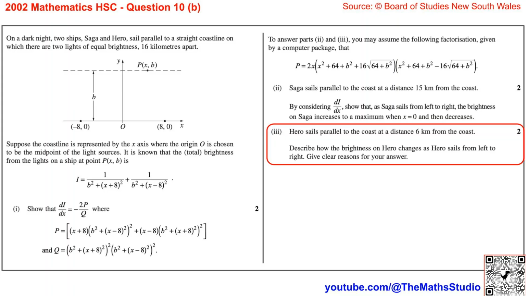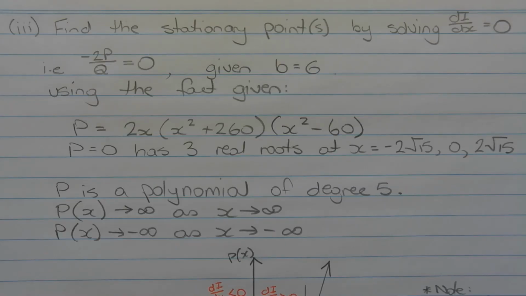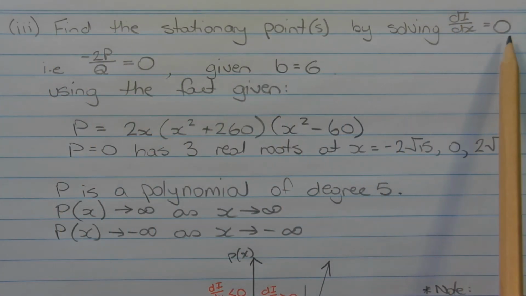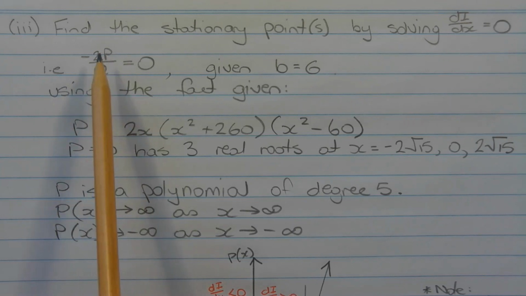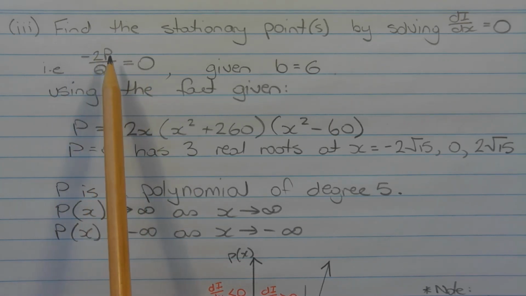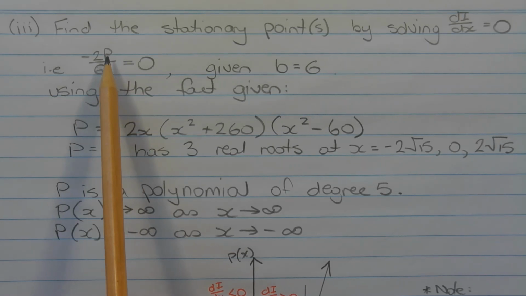Part 3. Hero sails parallel to the coast at a distance of 6 kilometers from the coast. Describe how the brightness on Hero changes as Hero sails from left to right. Give clear reasons for your answer. Similar to the process used in Part 2, find the stationary points by solving di dx equals 0. In other words, negative 2p over q equals 0.